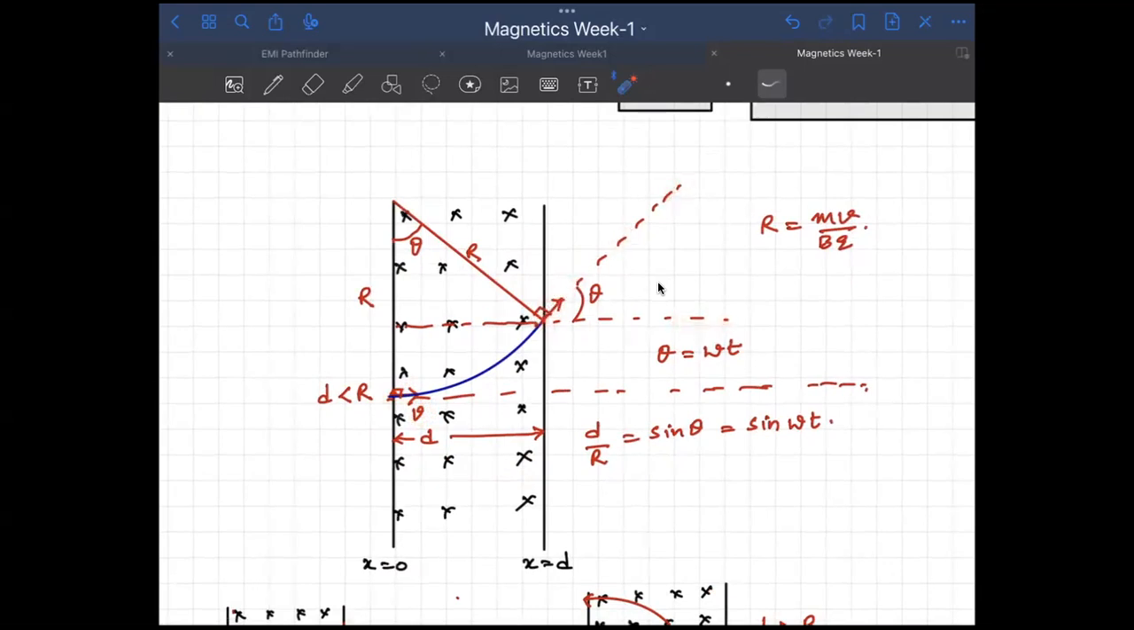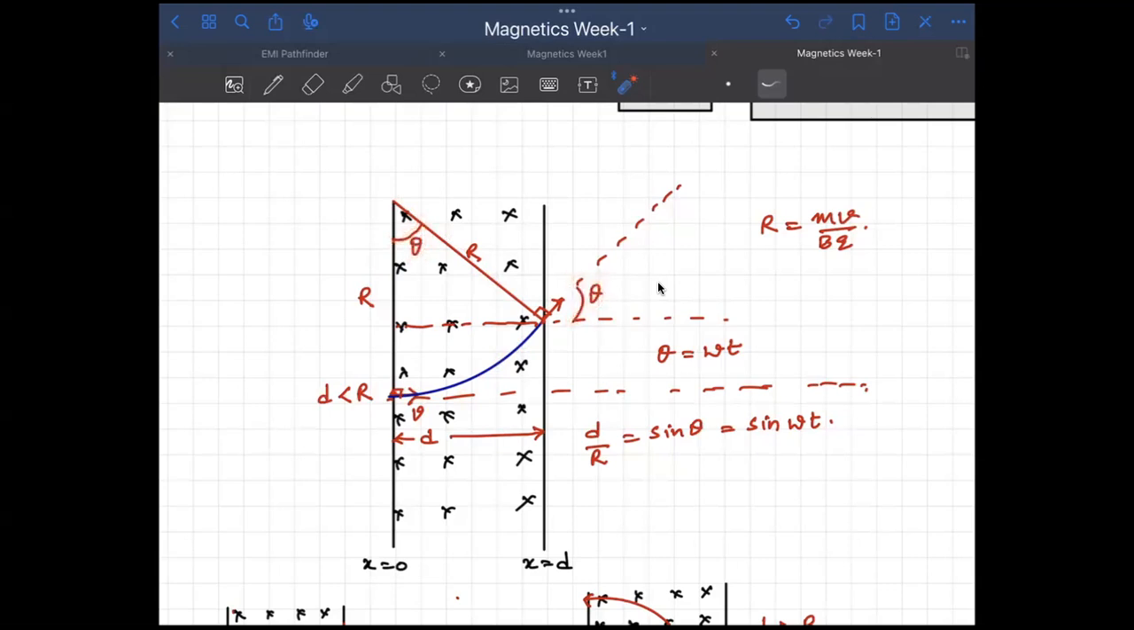Any doubt till this point? Please try to understand, this is an arc, and this is the tangent here. If I connect all these lines, the point of intersection gives the center of the arc. It described an angle theta, so it will deviate by an angle theta.